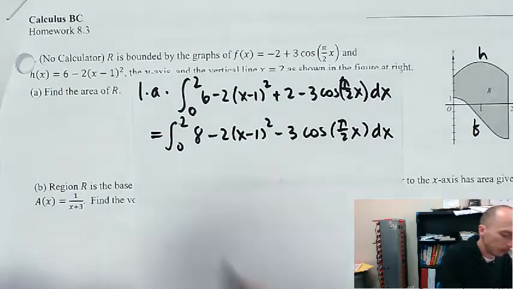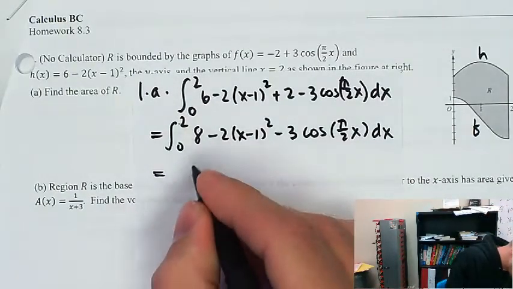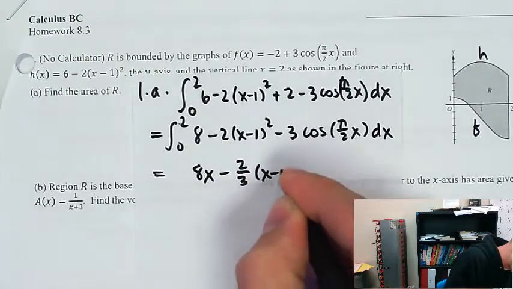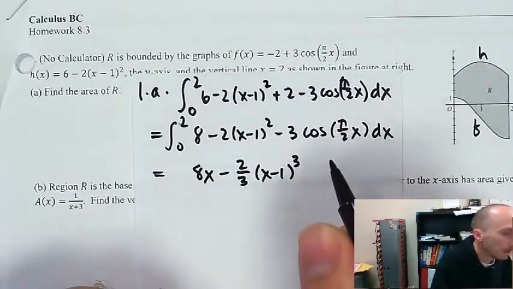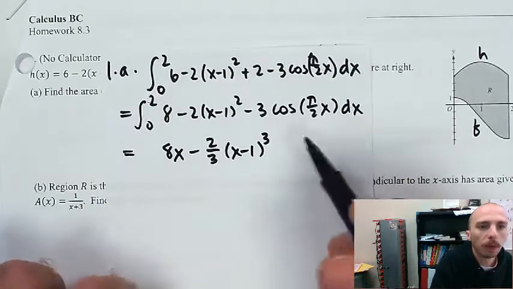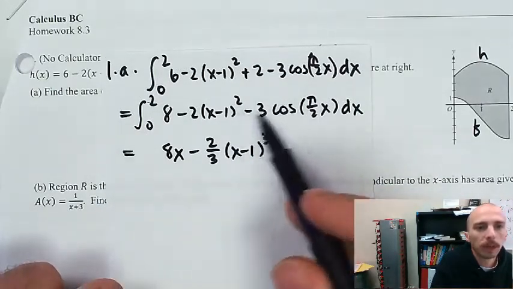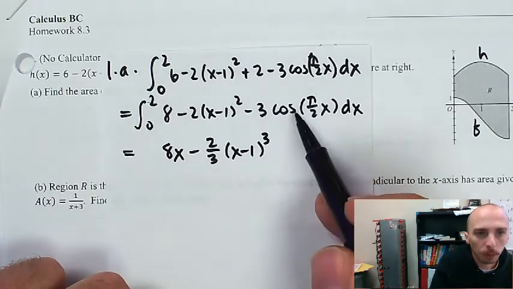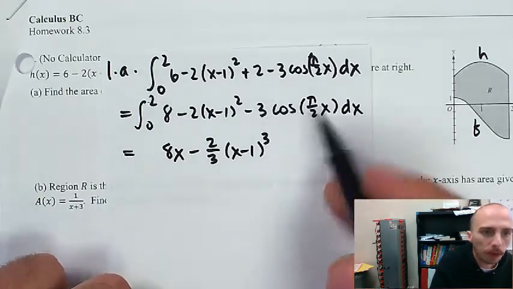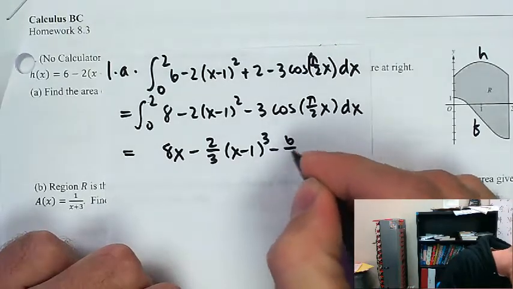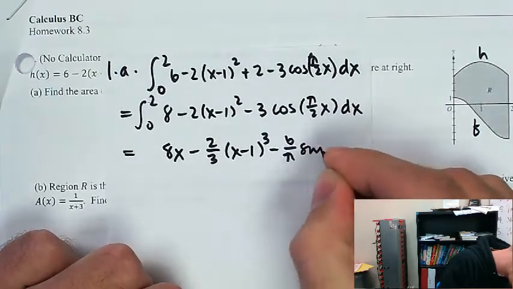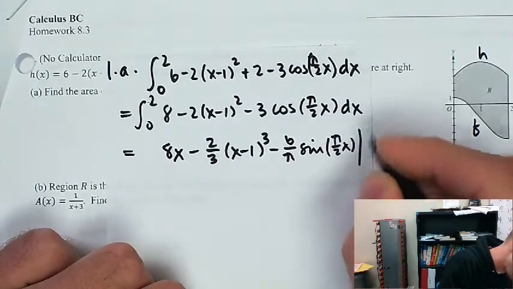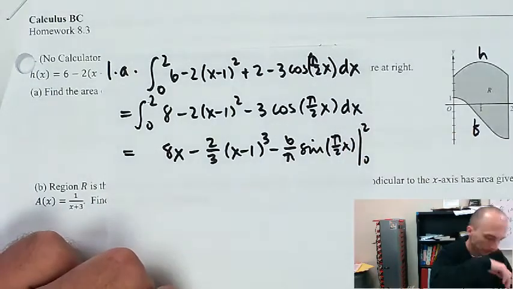Okay, I need to find an antiderivative. And then, okay, well, an antiderivative for negative cosine would be negative sine, but then I'm going to need to divide by pi over 2 to account for the chain rule. So it would be like multiplying by 2 divided by pi, so I've got negative 6 over pi sine of pi over 2x, as x runs from 0 to 2.